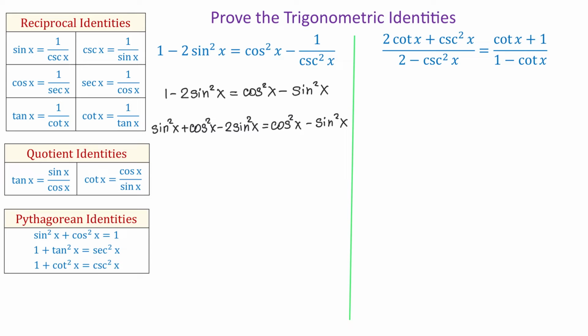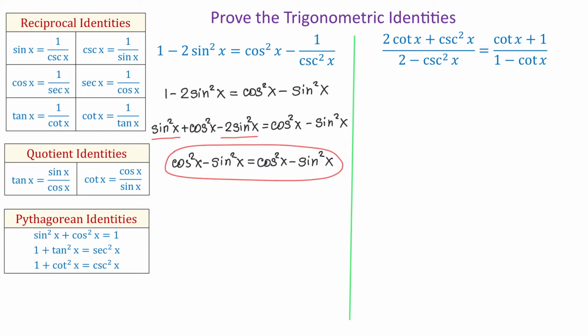Then on the left side I will combine like terms, and sine squared of x minus 2 sine squared of x is negative sine squared of x. Then I will have cosine squared of x minus sine squared of x equals cosine squared of x minus sine squared of x. And now both sides are identical.